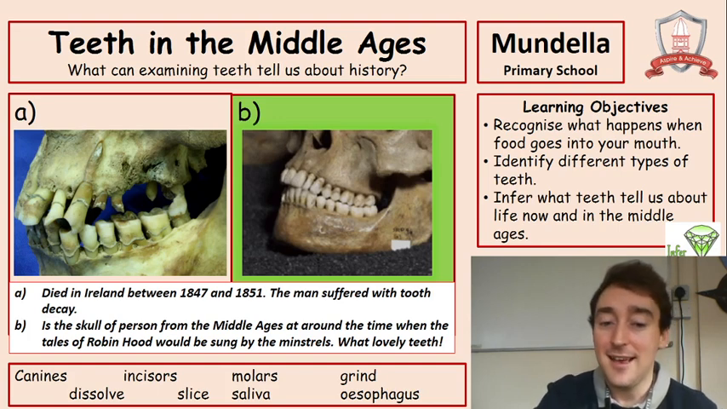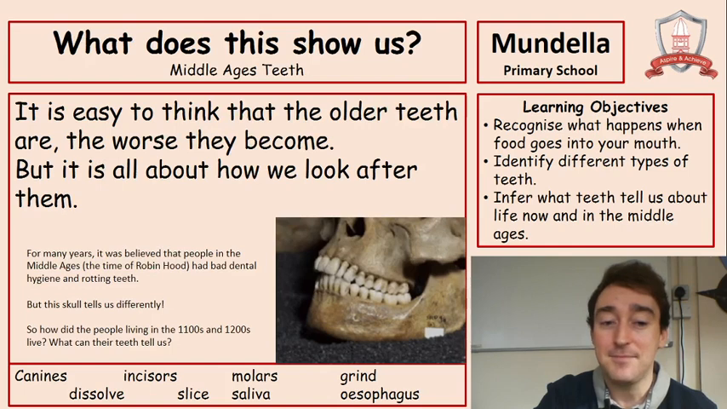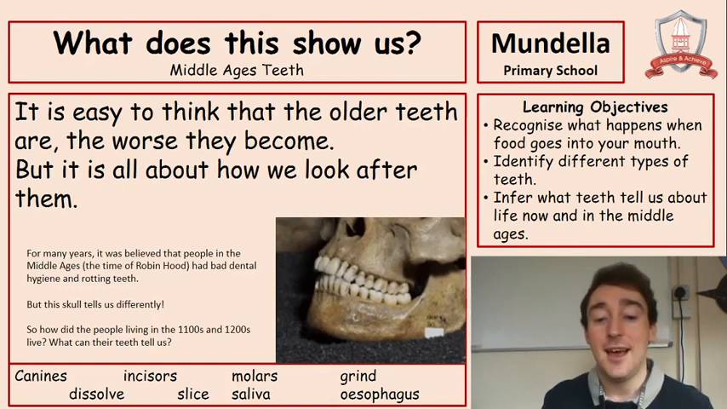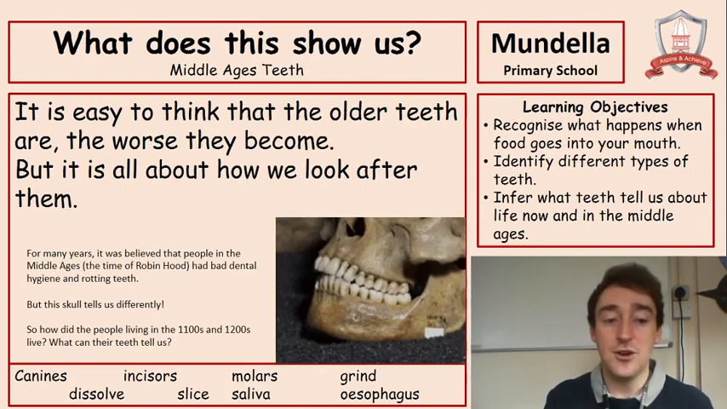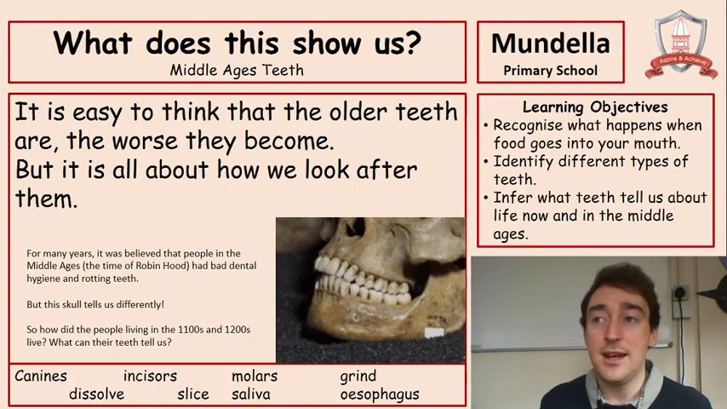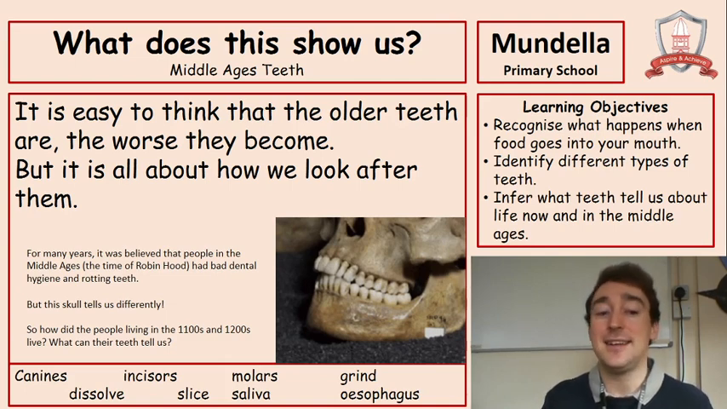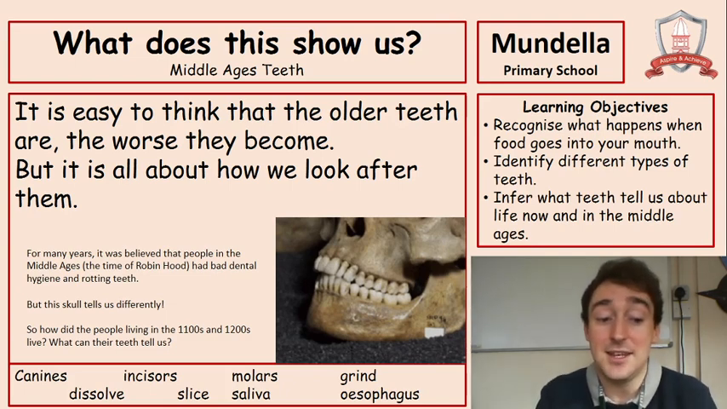But what does this tell us about people's teeth in the Middle Ages? Because it's easy to think that the ones that looked worse there were going to be the older ones. But that wasn't true. It's all about how we look after our own teeth. For many years, people thought that the people living in Robin Hood's time in the Middle Ages didn't have toothpaste like now, and they didn't know about dental hygiene and going to the dentist. But this skull tells us differently. It tells us that they kept their teeth in as good condition as they could.